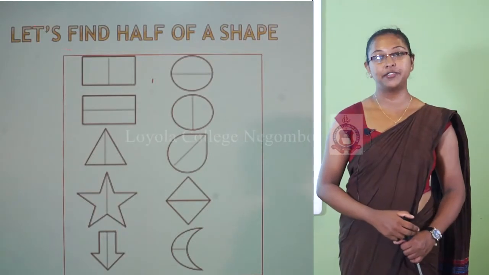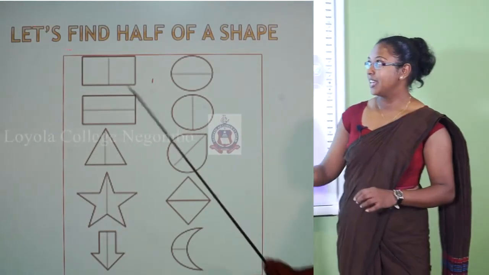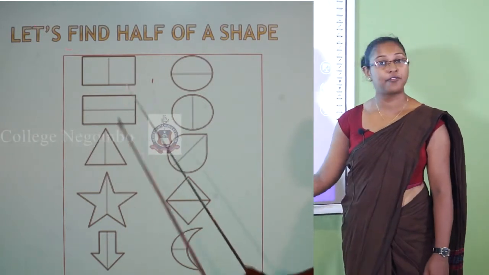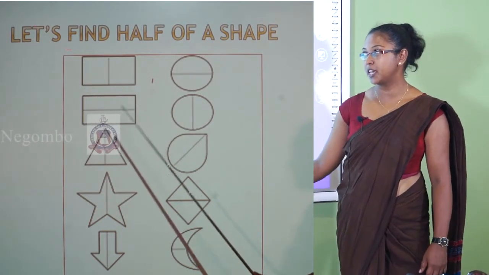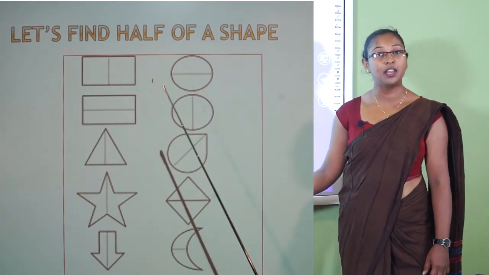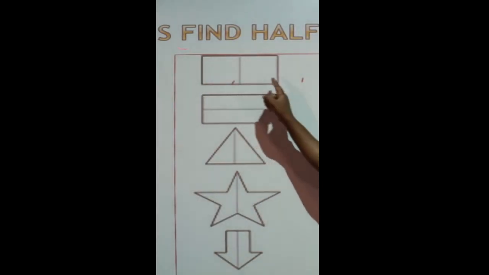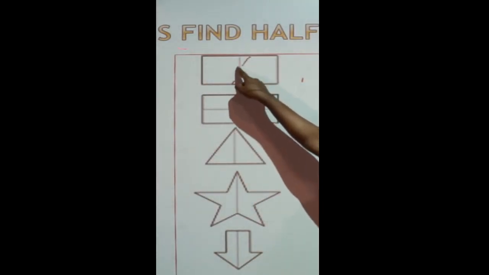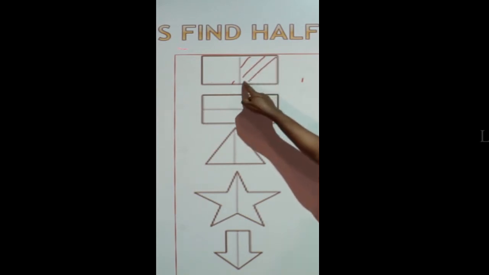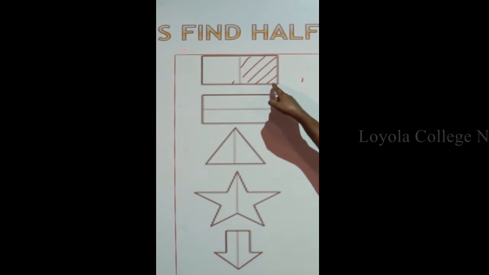Now let's do activities on how to find out halves. Let's find half of a shape. Now these shapes are divided into 2 parts. Now I will show you how to color one half. Here it's been divided into 2 parts. Here is 1/2. There the teacher colored 1/2.